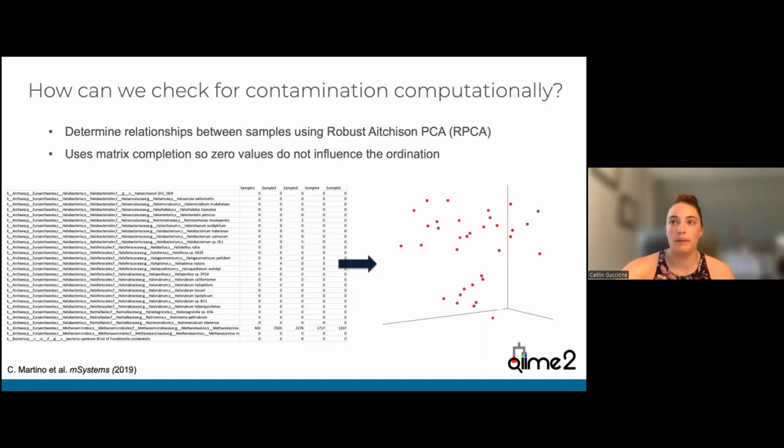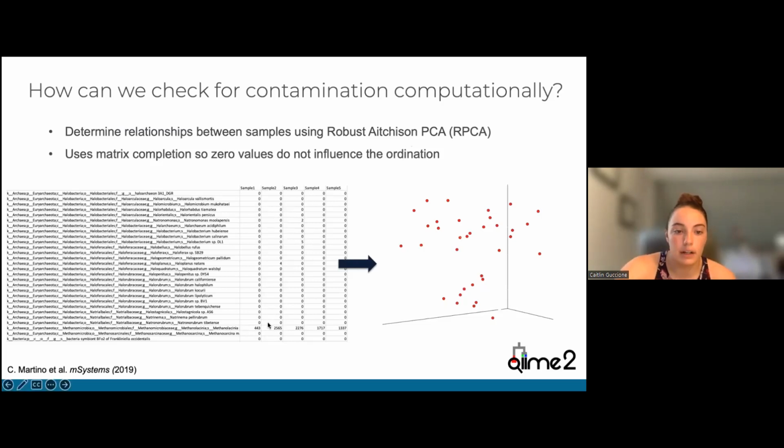Okay, so moving back to our pipeline, sorry for continuing to go back and forth, but we don't have the luxury of having those. So what we're going to do is check for contamination computationally. There are a lot of different ways that we can do this, but one of the best ways is determining relationships between samples using something called RPCA.